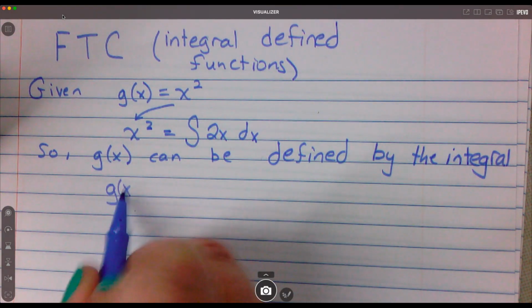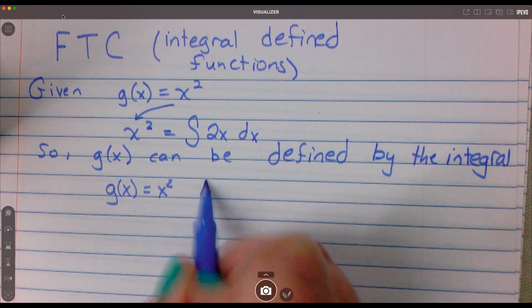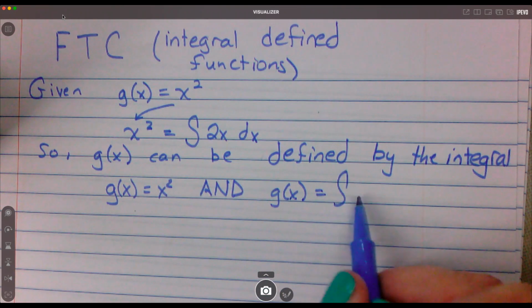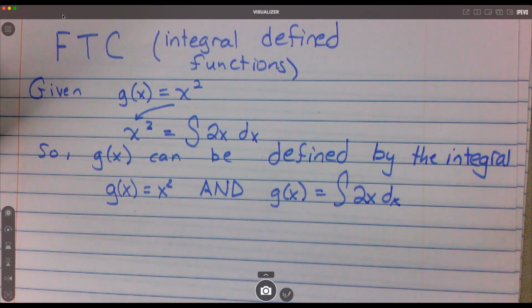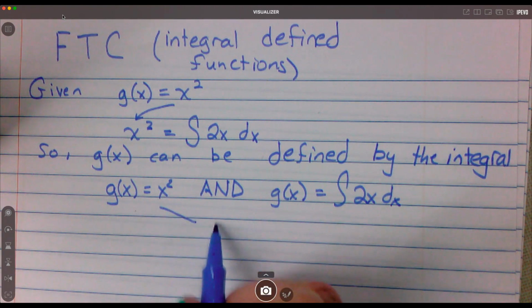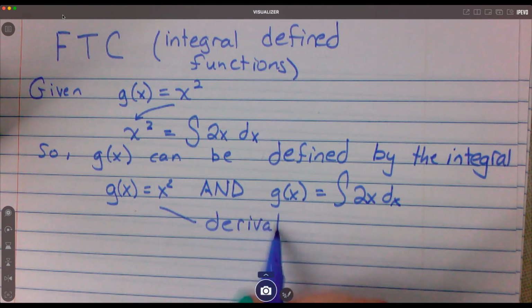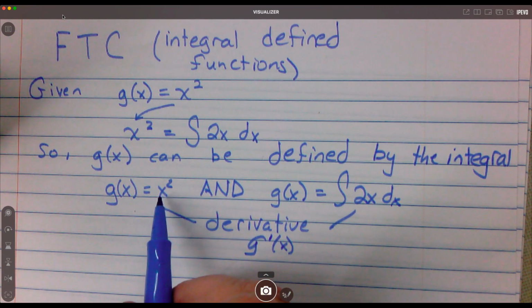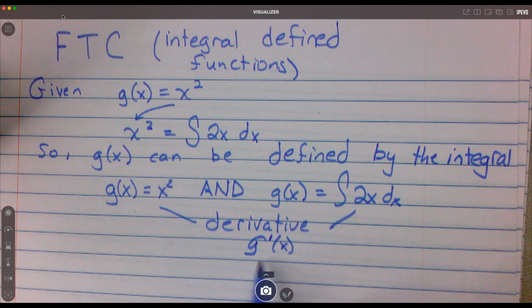And I'm going to write just another reminder, g of x equals x squared, and you could say the same exact g of x could equal the integral of 2x dx. If we wanted to get a derivative, so if we wanted to get g prime of x, we know from looking here that the derivative has to be 2x.